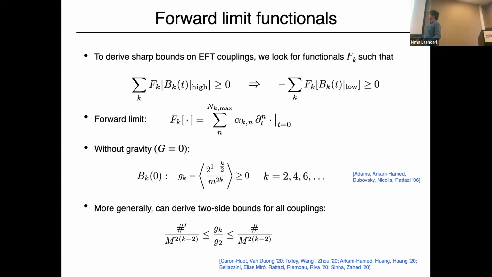And if you make some clever choice of these functionals, in general, you can prove these two-sided bounds. So all the GK couplings have to satisfy some two-sided bound, and you will have some scaling with m, the scale you choose for your dispersion relation. Just following dimensional analysis, you'll have some computable numerical factor in this inequality.